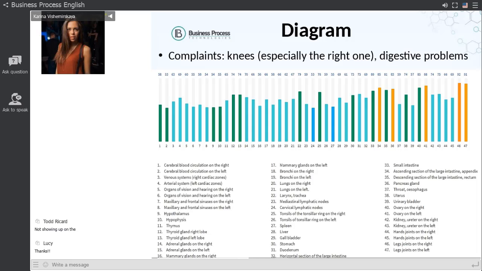Also digestive problems, 34, 36. This is intestine, large intestine, and 36, pancreas. Then we see two blue lines which talk about some chronic processes in the cervical lymphatic nodes and spleen. We need to pay attention to these measurements. Okay, I hope everything is clear.